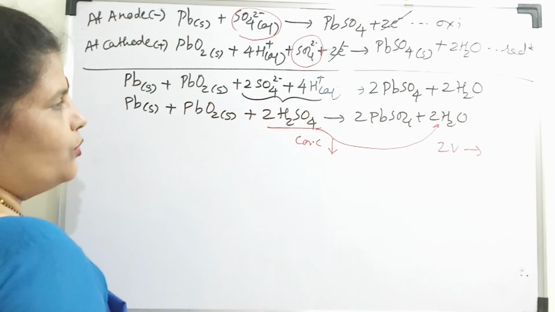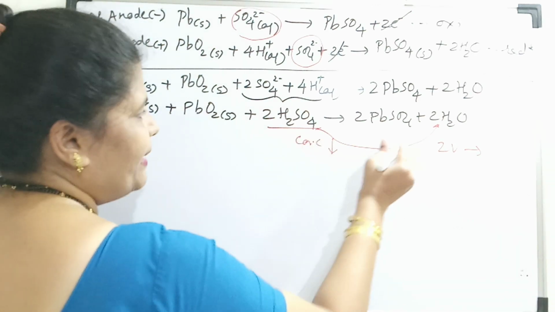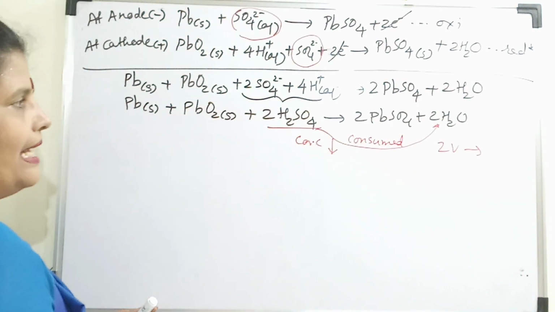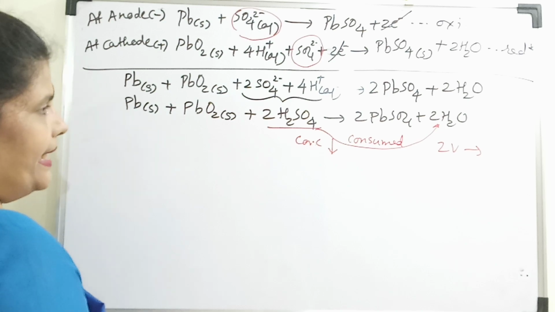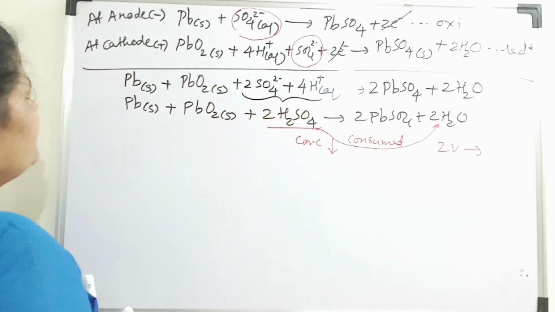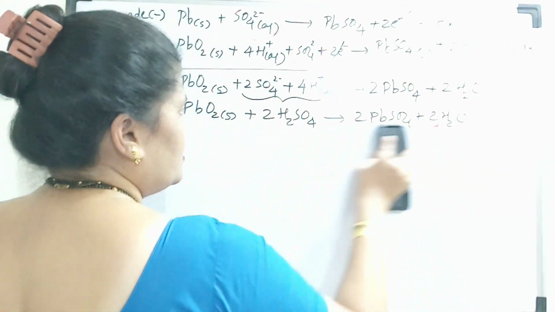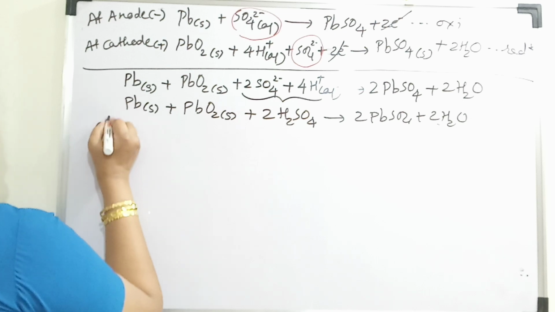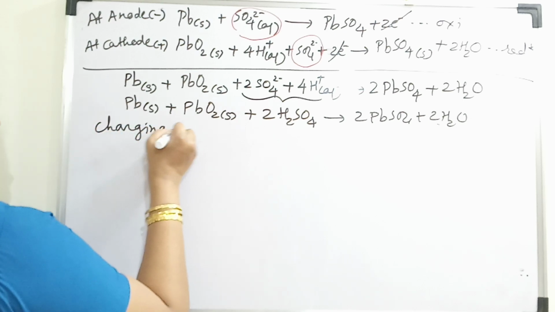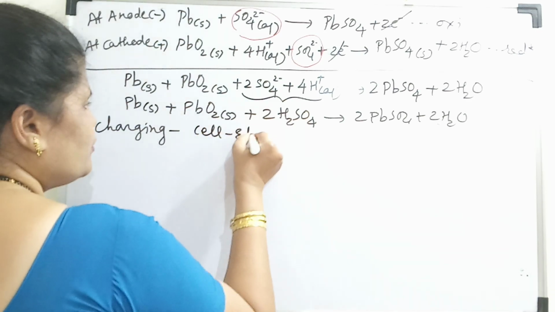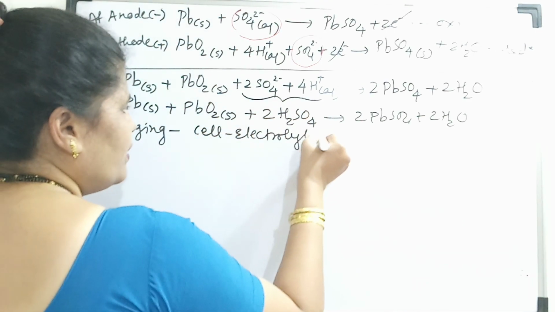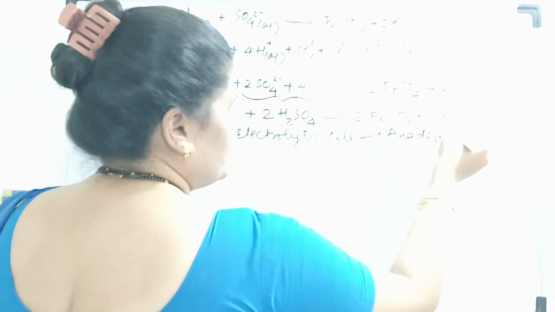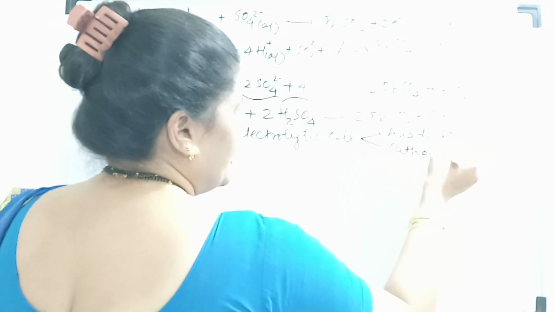Now, it's very, very important to note that during the discharging of the cell, H2SO4 gets consumed. So, when I charge the cell, H2SO4 should get regenerated. Now, let us see what the charging reactions are. For that, students, just listen to what I say carefully. When I charge the cell, as I have explained, the cell acts as an electrolytic cell. What is the meaning of electrolytic cell? In electrolytic cell, anode is the positive terminal, while cathode is the negative terminal.